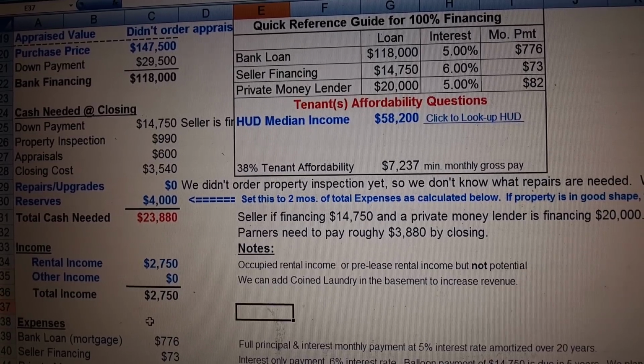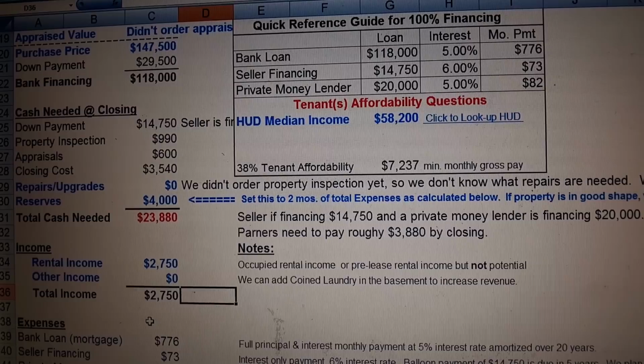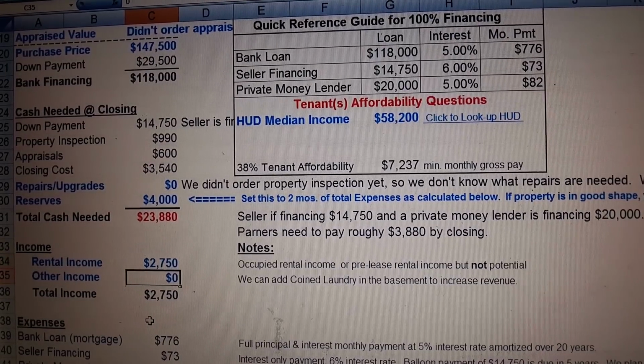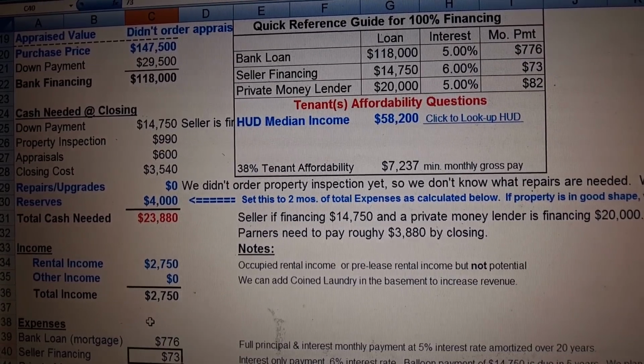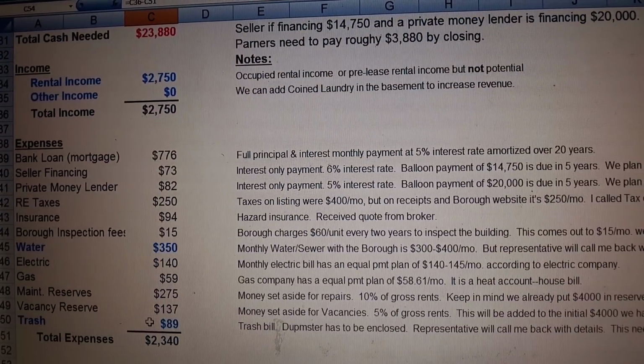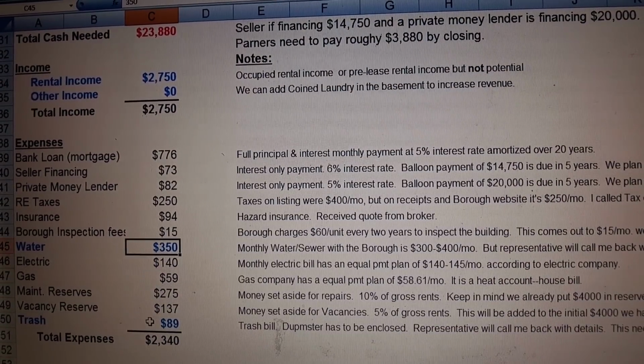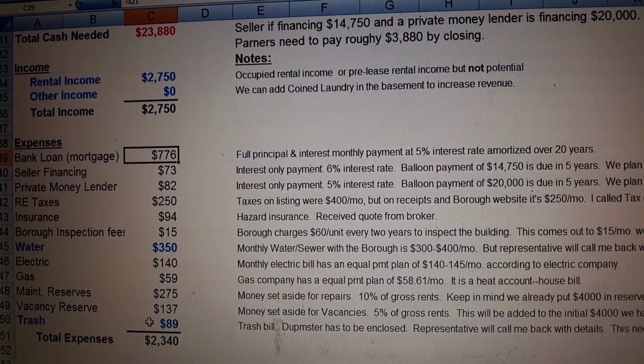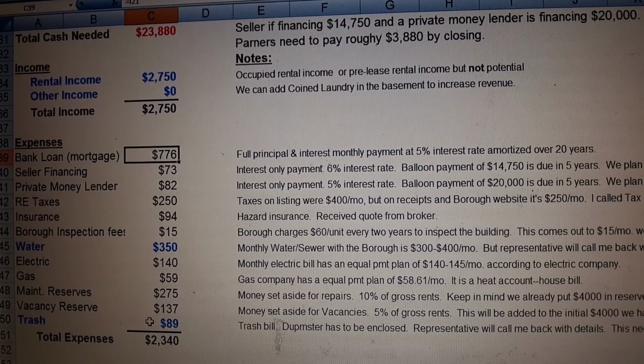Right now, the rental income we receive on a monthly basis, and all these numbers are monthly totals from here on down for the income and expenses, is $27,500. Okay, I'm going to scroll down. The bank loan, which I told you up front, is $776. It's the principal and interest amortized over 20 years at a 5% interest rate. Seller financing is just interest only, 6%, with a 5-year balloon payment, which is $73 a month. Private money is a 5% interest rate, 5-year balloon payment, and is $82 a month.